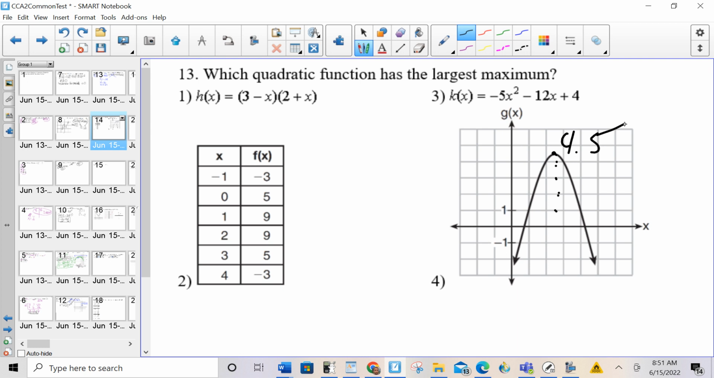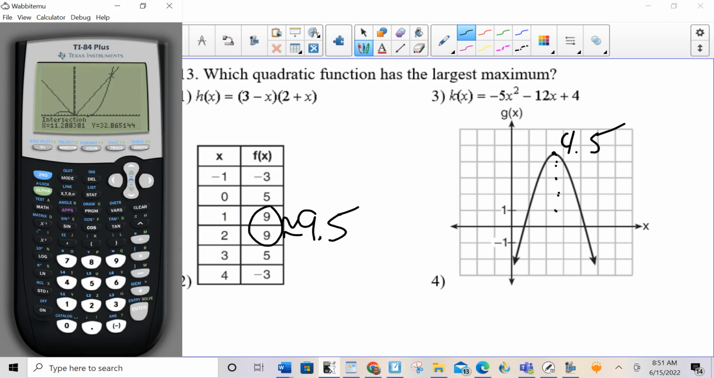For the table, well, the highest value I see in the table is 9. It's going to probably be more like 9.5, since this appears to be a parabola and the vertex is in the middle and it's not there. It's probably more like 9.5, but if you wrote 9, it's really not going to affect the outcome of this problem. For the equations, type them in and then either look at the table or look at the graph.